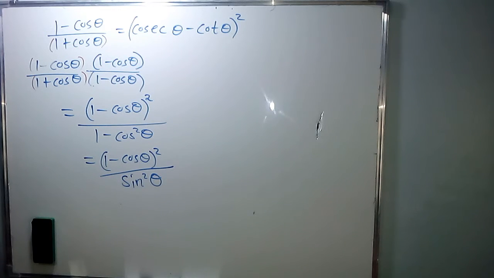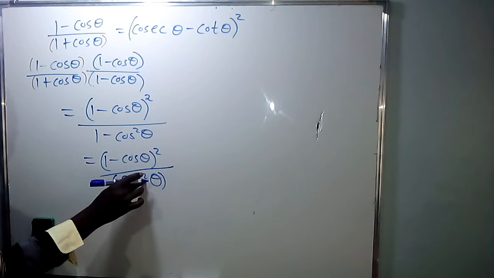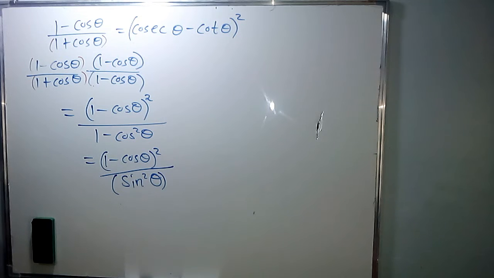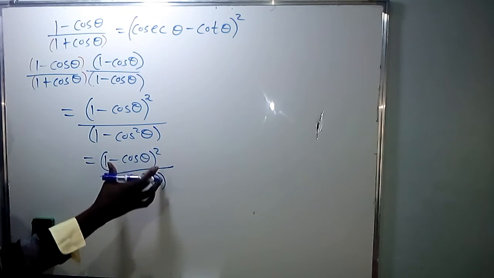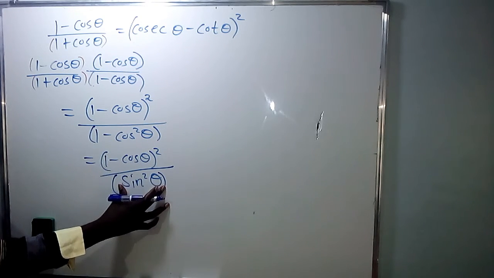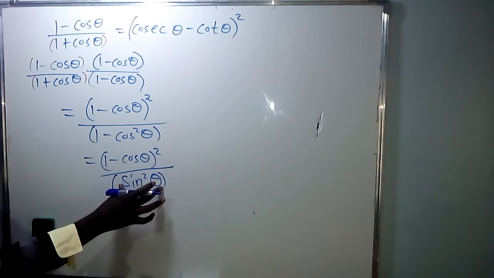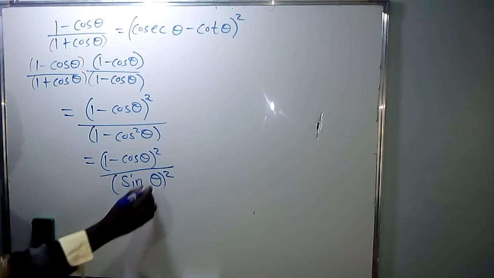So if you make sine squared theta the subject of the formula, you take cos squared theta to the other side of the equation, and you get 1 minus cos squared theta. So where there is 1 minus cos squared theta, for us to get rid of that denominator, it has to be its equivalent, which is sine squared theta. So there we now have 1 minus cos theta, squared, in the numerator. Then in the denominator, 1 minus cos squared theta is the same as sine squared theta. But what is sine squared theta? Sine squared theta is the short form of sine theta, which has been squared.